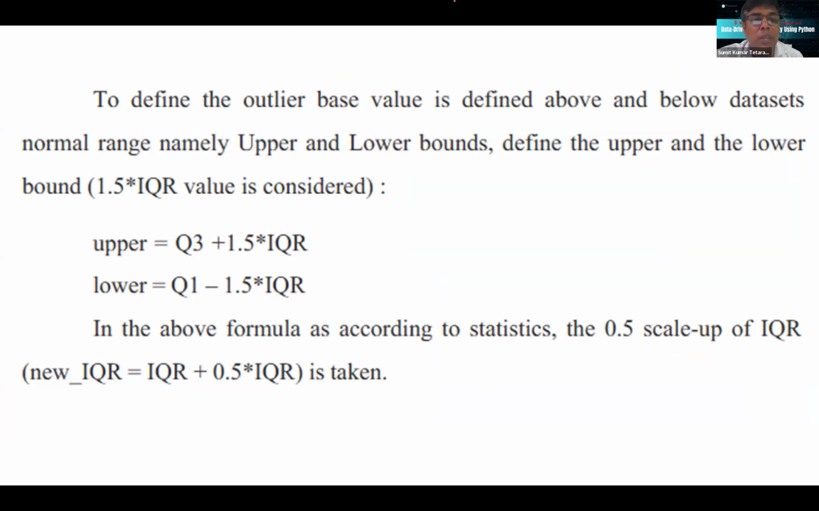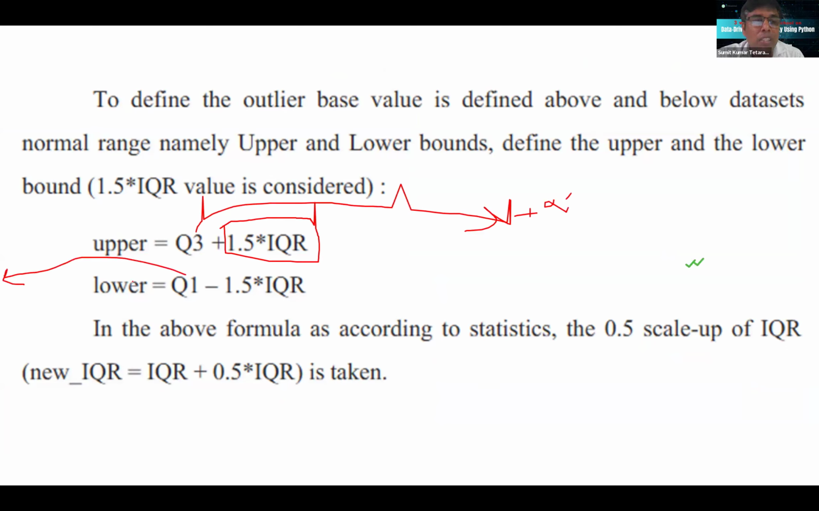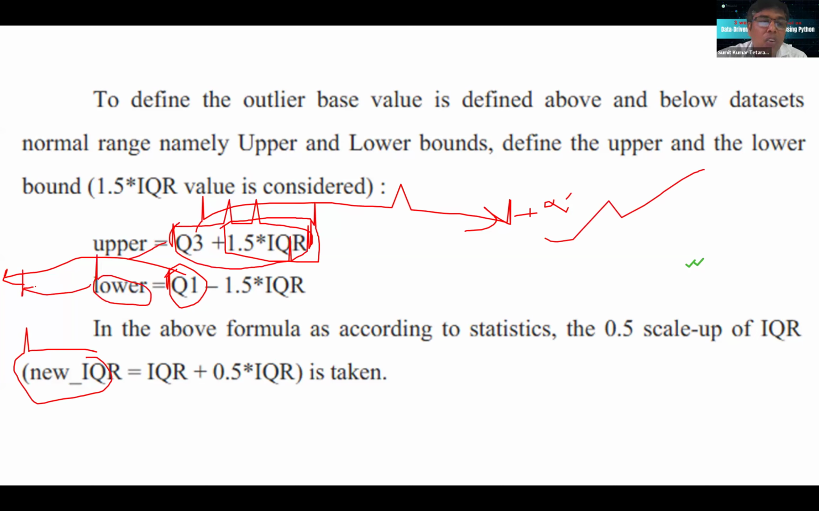But how can we do it mathematically? We are going to add 1.5 times the IQR value to Q3, that is the positive side. And this is the negative side, below Q1, where you have to subtract 1.5 times the IQR. Here you can find if any value is higher than the upper limit, you say that this is an outlier in the positive direction, and if any value is lower than the lower limit, then you say that this is an outlier. It means this is not a natural value in that data distribution.